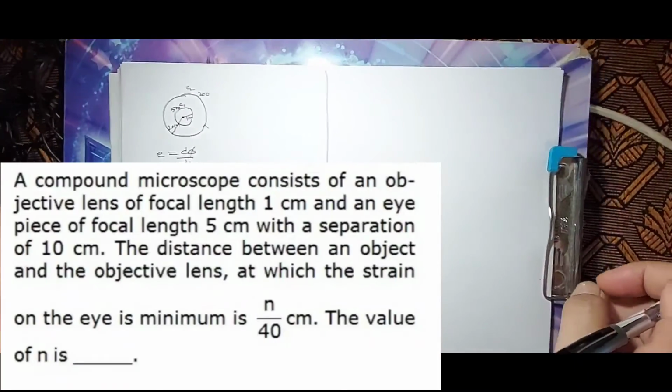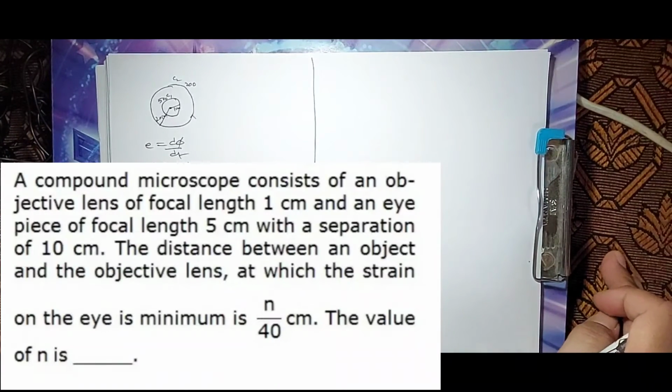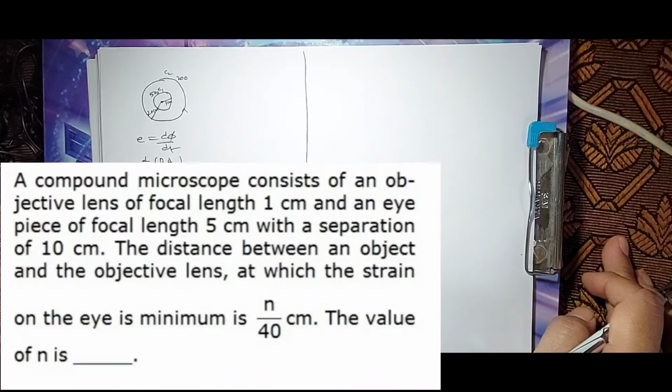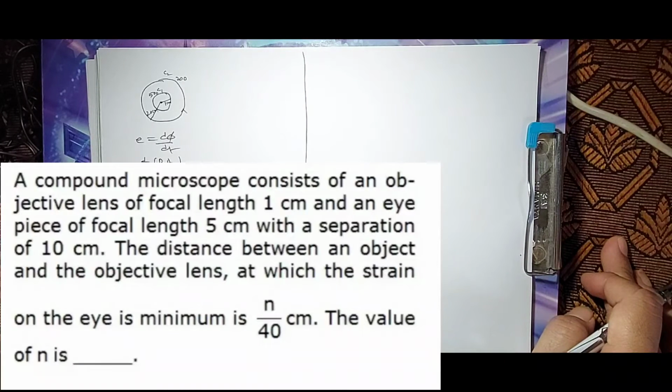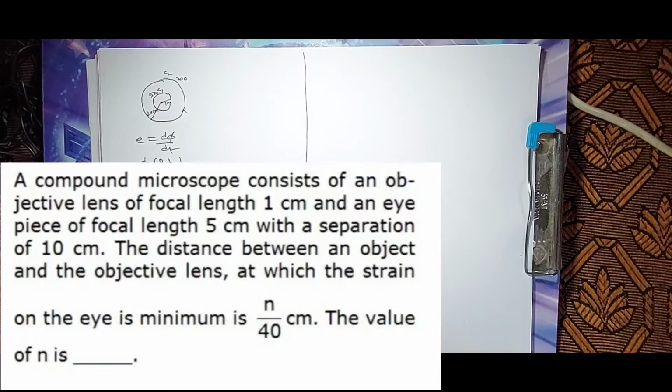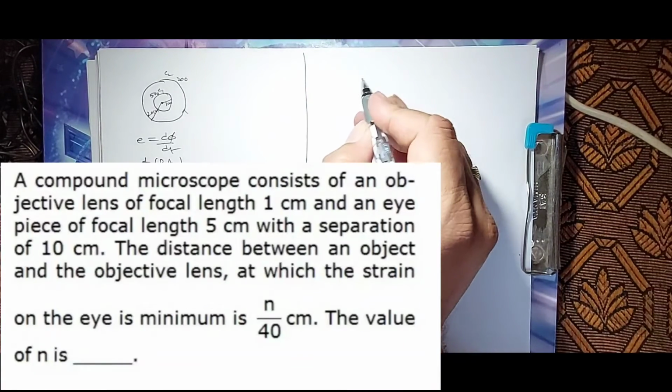Okay, the next question we will discuss is from ray optics. A compound microscope consists of an objective lens of focal length 1 centimeter and an eyepiece of focal length 5 centimeters with a separation of 10 centimeters. The distance between the object and the objective lens at which the strain on the eye is minimum is n by 40. The value of n is?